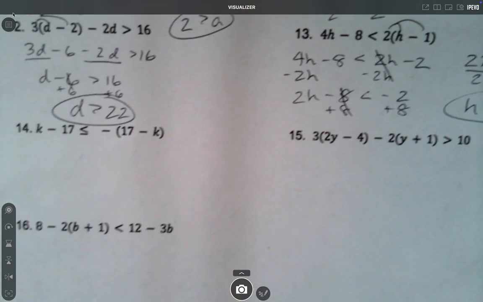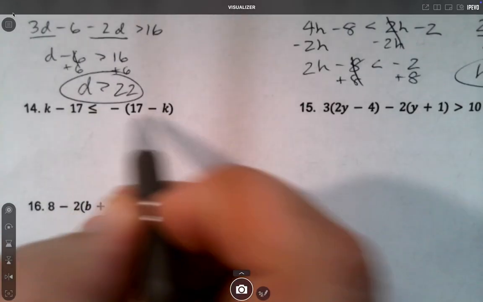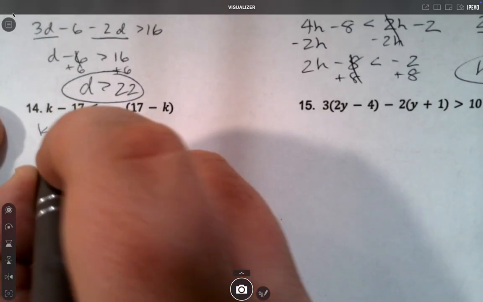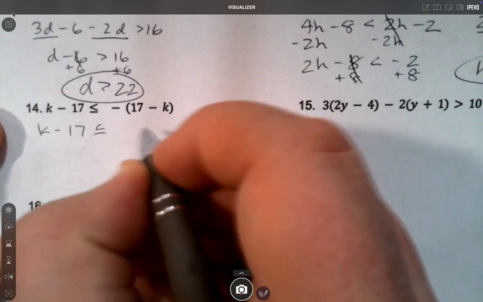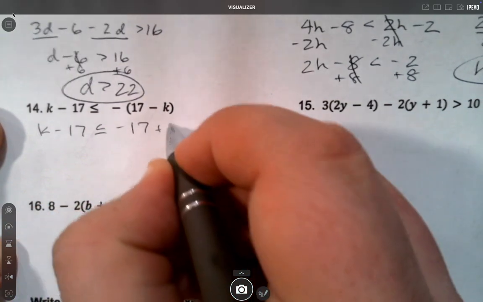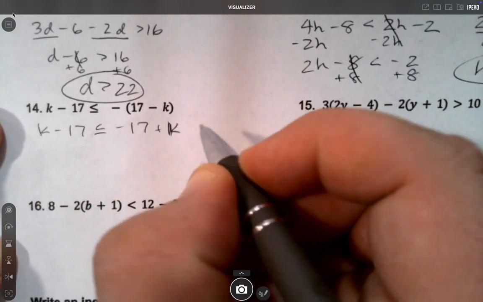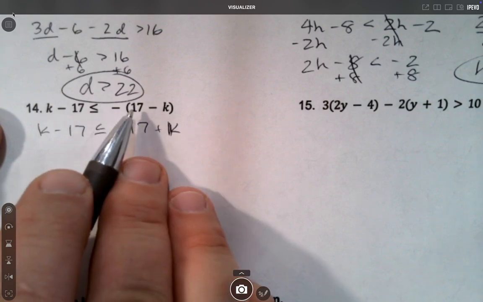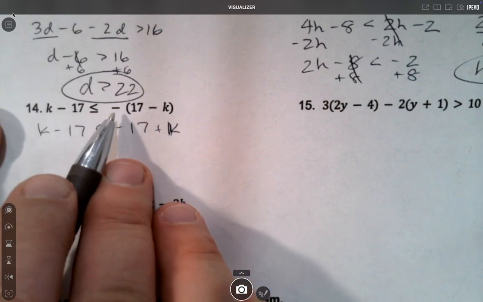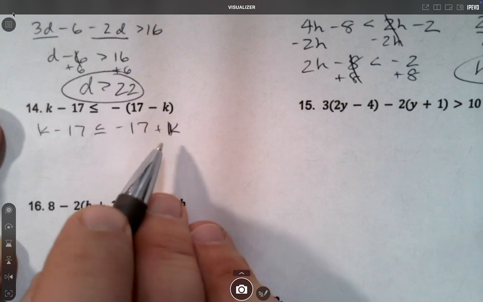Okay, 14. We do need to distribute this negative through here, so we'll get k minus 17 is less than or equal to negative 17 plus k. So remember, it's just like a negative 1. Negative 1 times 17 is negative 17. Negative 1 times negative k is positive 1k.